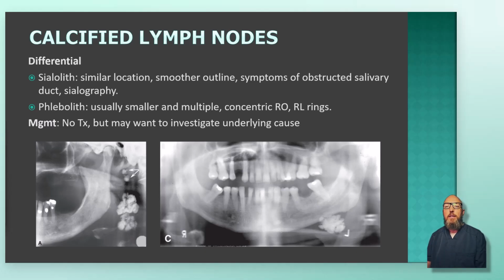But sialolith typically has a smoother outline. More importantly, the patient has symptoms with sialoliths: obstructed duct, pain and swelling at mealtime. Sialography could really settle it. Phleboliths, on the other hand, are usually smaller, usually multiple. And phleboliths typically have that concentric radiopaque and radiolucent ring pattern. So the management for these, they don't typically require treatment, but you may want to investigate the underlying cause. Maybe they have one of those diseases or had a history of an infectious disease in the past.